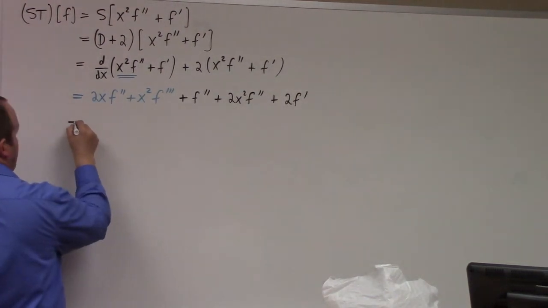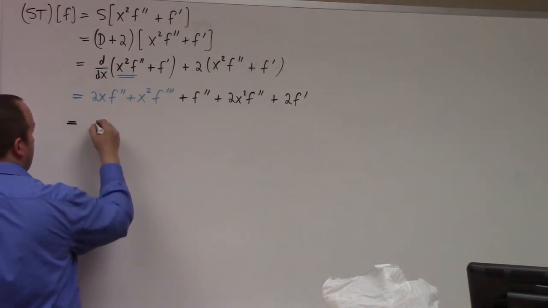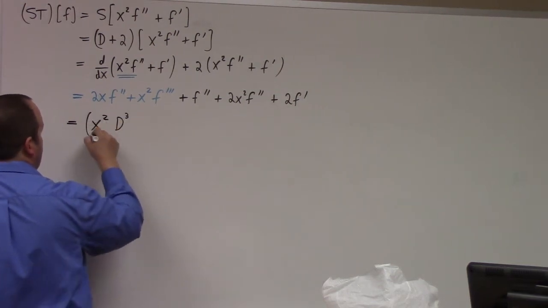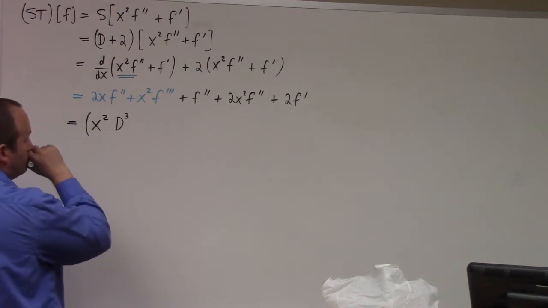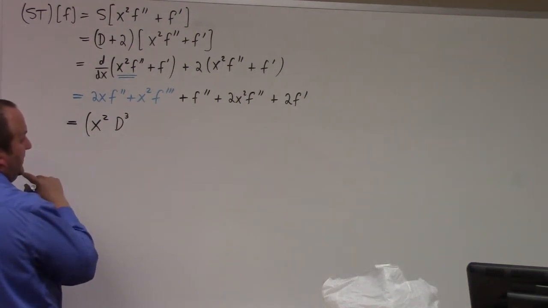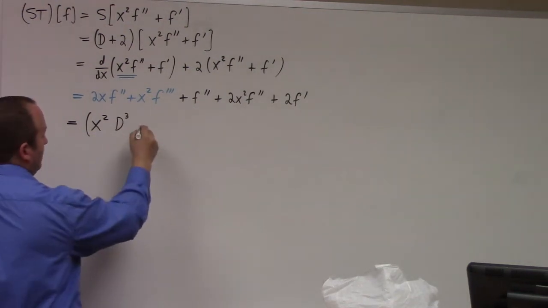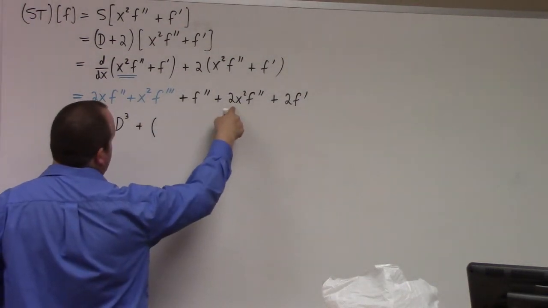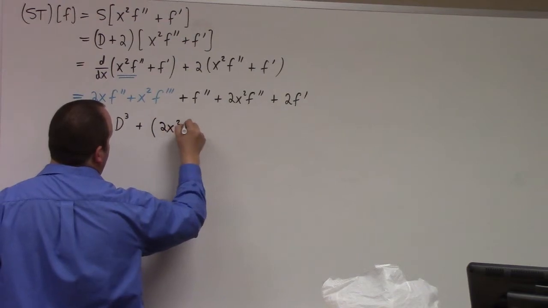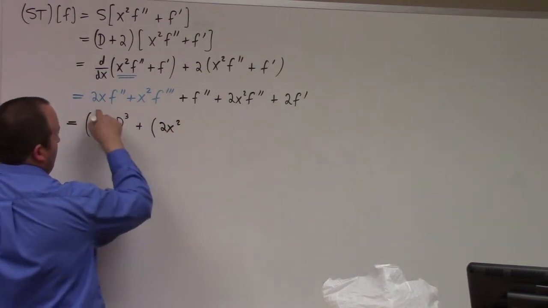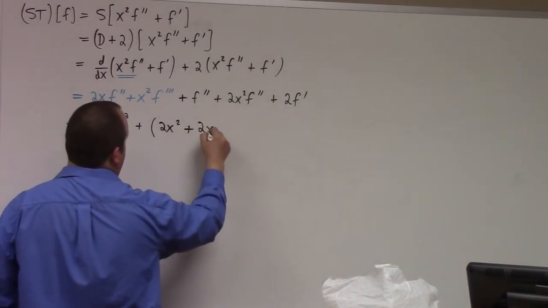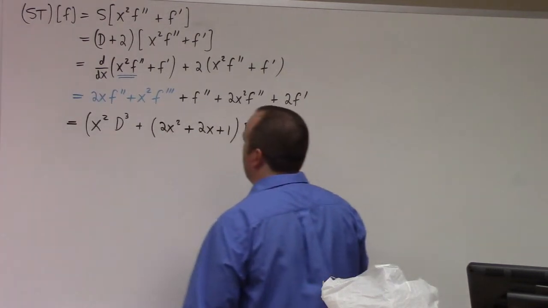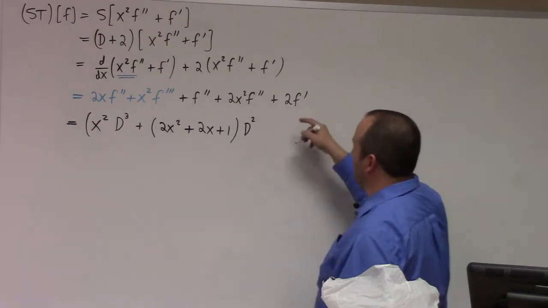And I'll rewrite that as an operator equation now to finish it up. So I've got x squared d cubed. How many f prime primes do I have? Collecting all my d squared terms, I got a 2x squared there. I've got 1 here. I've got a 2x there. So 2x squared plus 2x plus 1 d squared. Any derivative terms? This one, right? Plus 2d.